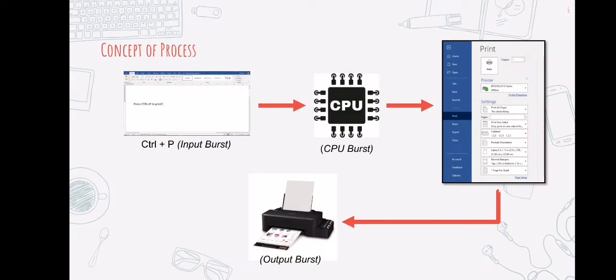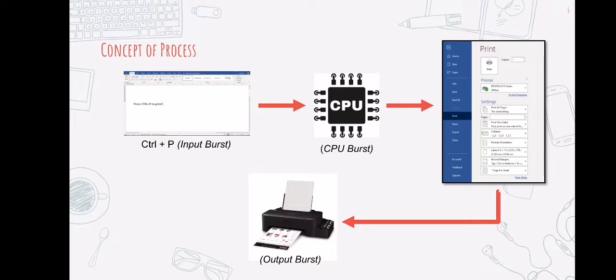To understand the concept of process, let us take this illustration as an example. Processes are memory loaded programs that take alternating CPU and input output bursts as defined earlier. Now, a process performs either an input or output activity as well as a processing activity.